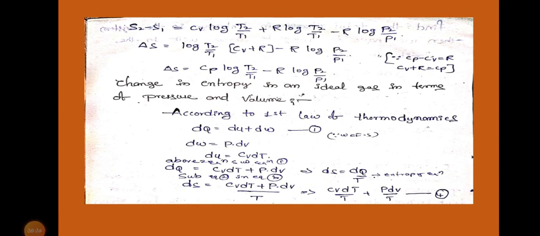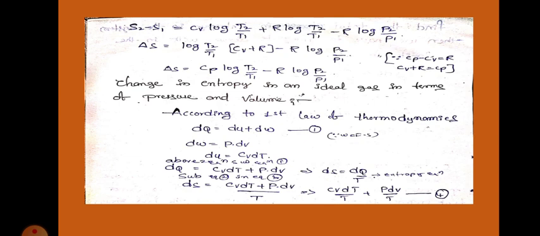So according to the first law of thermodynamics, that is dq is equal to du plus dw. But dw is equal to p dv, since w is equal to the integral of p dv. Let us consider du is equal to Cv dT. So these two values, that is du and dw, substitute in the above equation, that is equation number 1. So therefore dq is equal to Cv dT plus p dv.